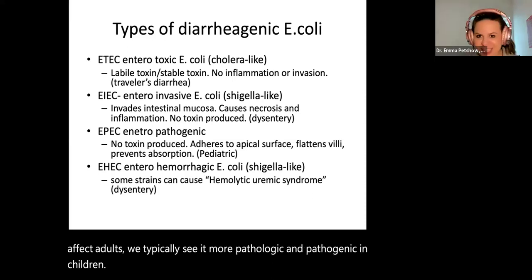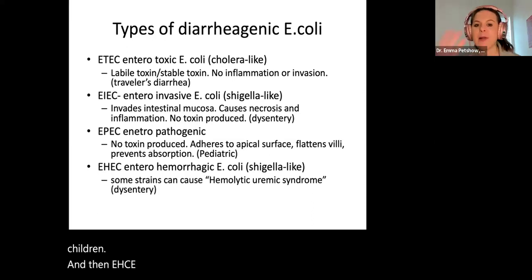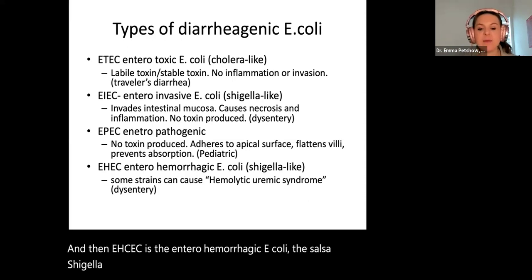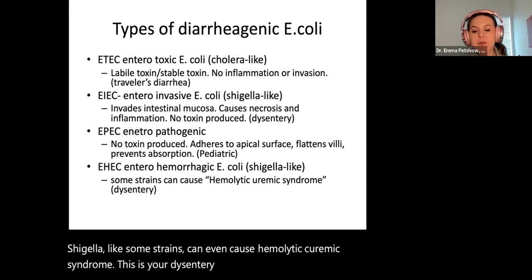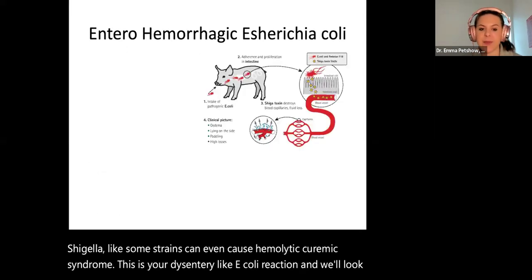And then EHEC is the enterohemorrhagic E. coli. This is also Shigella-like. Some strains can even cause hemolytic uremic syndrome. This is your dysentery-like E. coli reaction, and we'll look at this one a little bit further.